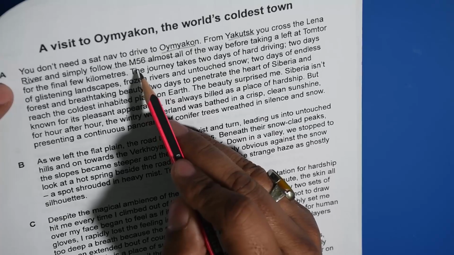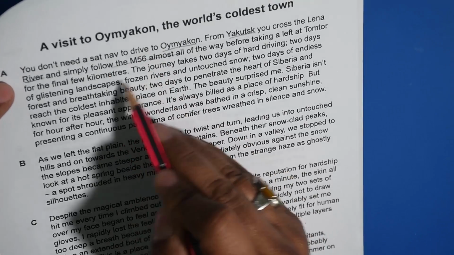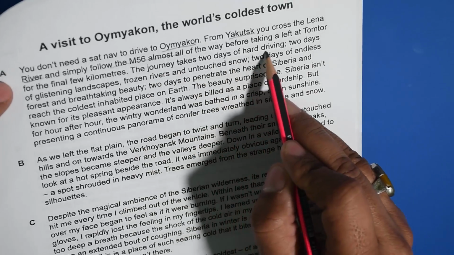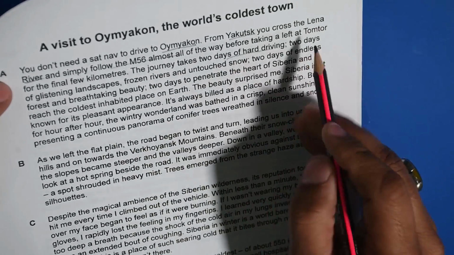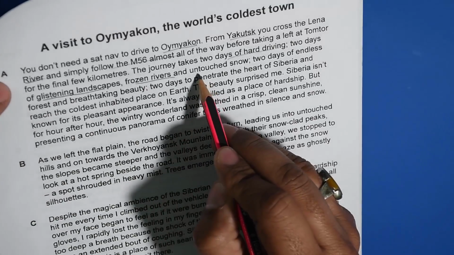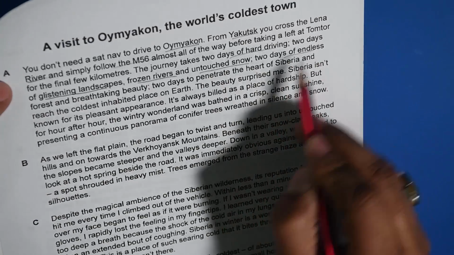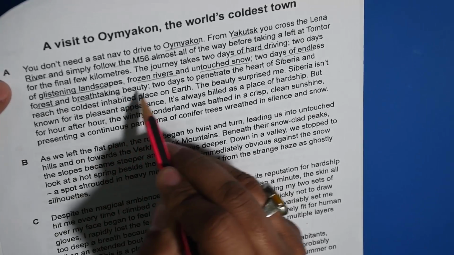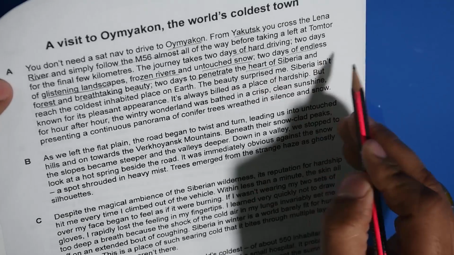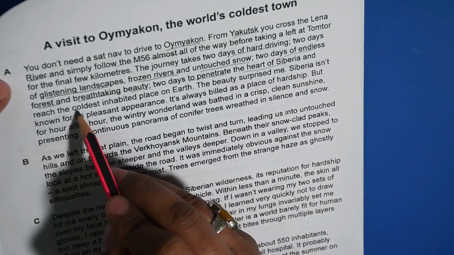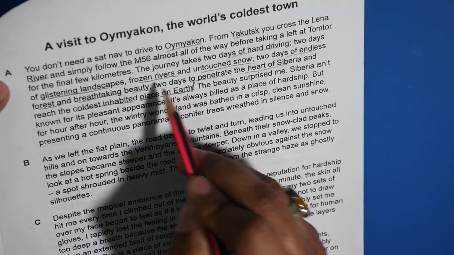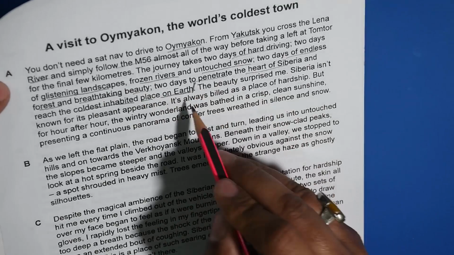Now they're explaining. Usually in these types of explanations there are no headings. Okay, the journey takes 2 days. Alright, they're telling about the journey, the duration. 2 days of glistening landscape, frozen rivers and untouched snow, 2 days of endless forest, breathtaking beauty, 2 days of this and all that. They're telling us 2 days this, 2 days this, and reach the coldest inhabited place on earth. So in order to reach there, 2 days for frozen rivers and this and that.